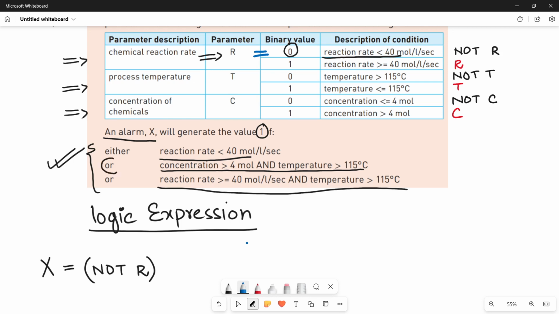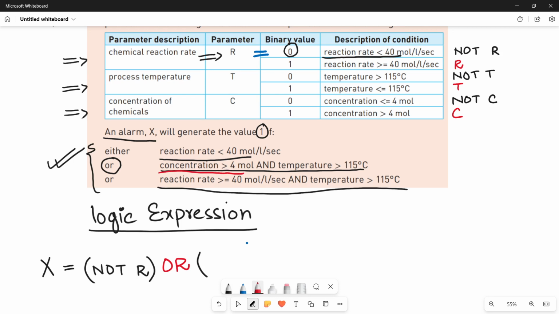Now look at this. There is an OR between these three conditions. So we will be writing OR and then our next condition. Bracket. Bracket is going to help us to differentiate the three conditions. Okay. Or concentration is greater than 4 mol. Look at this.